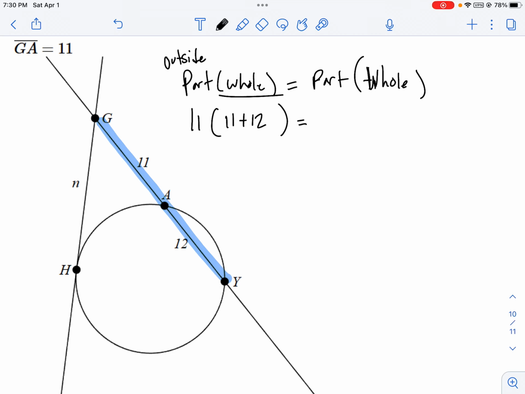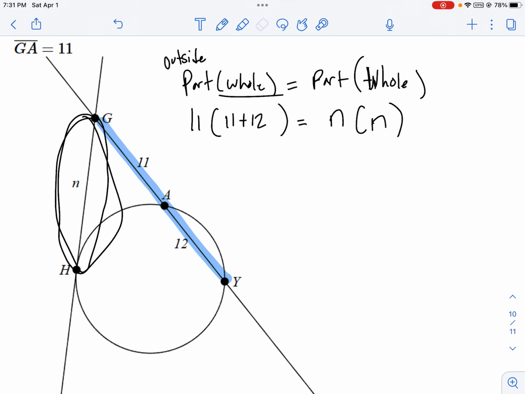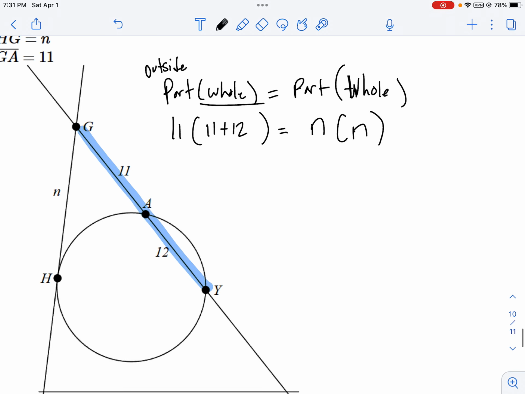Now it looks a little more interesting when it comes to tangent lines. With tangent lines, you don't have two different segments to look at, you only have one segment. So the first part is the outside portion, that's just n. But the whole portion is also n. So essentially, when you have a tangent line, you just multiply the same thing twice.